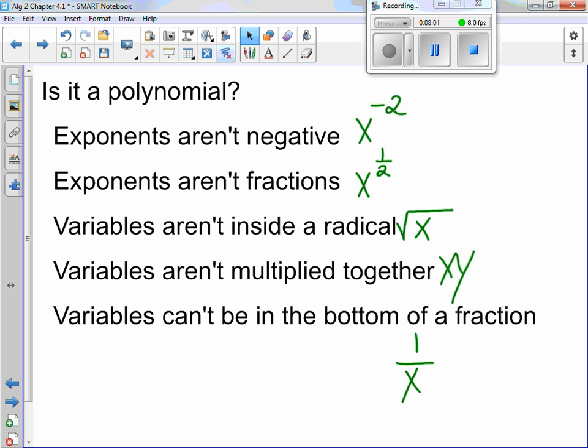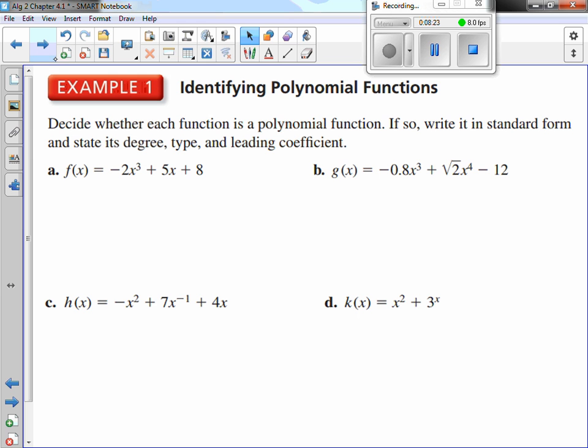Any questions on any of this here? And the degree is the biggest exponent. We saw that a little bit earlier in the table, where the degree and the biggest exponent line up. Any questions on any of this here? We good with this so far? Decide whether each function is a polynomial function. If so, write it in standard form. State its degree, type, and leading coefficient. So that's part of why we have the table. So let's work through this here.